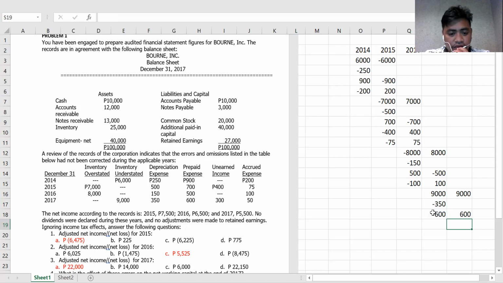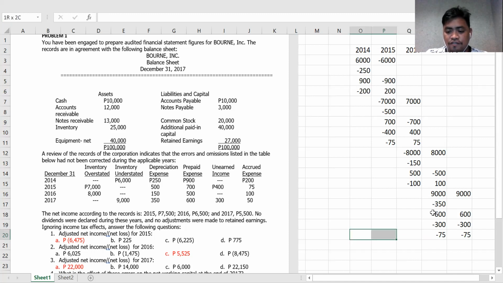Next would be unearned income. Unearned income, so your income is overstated by 300. So your working capital is also overstated by 300. Next, your accrued expense. Expenses are understated, so net income is overstated. It would also lead to an overstatement of your working capital.